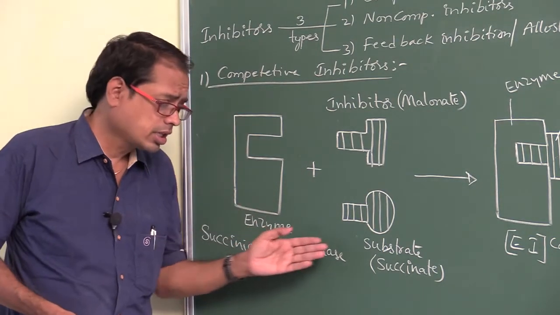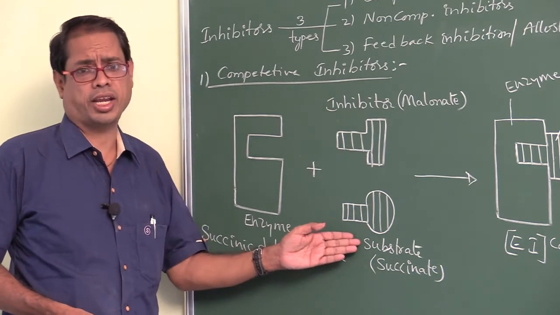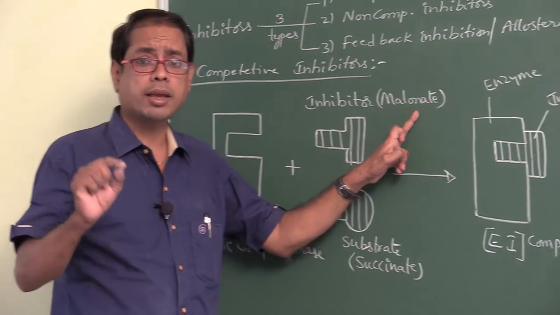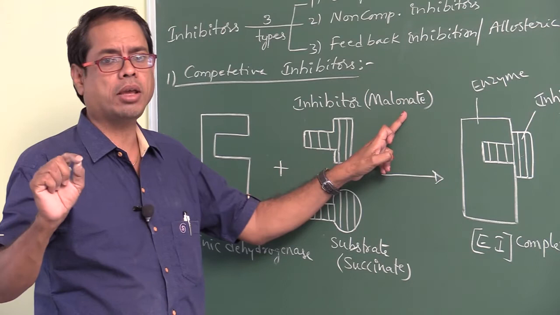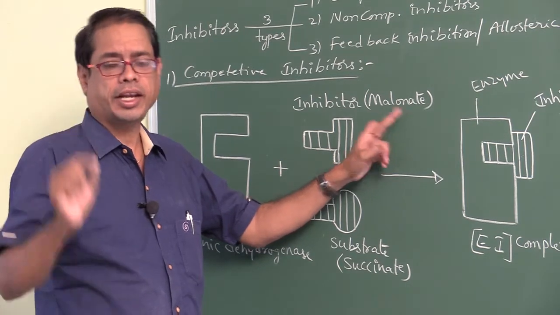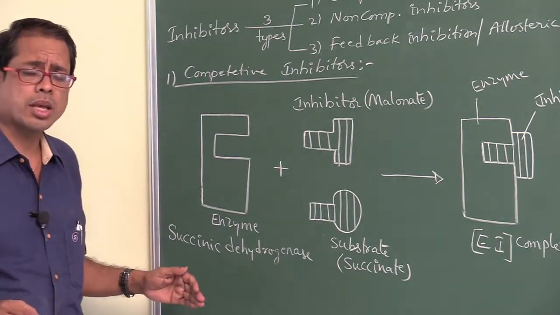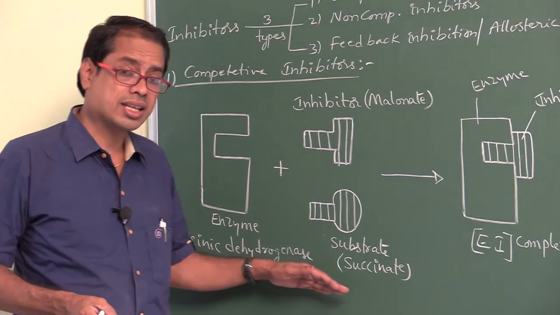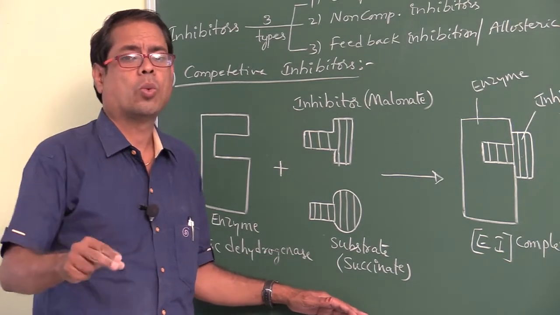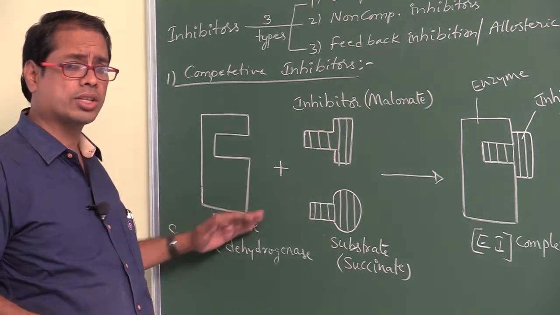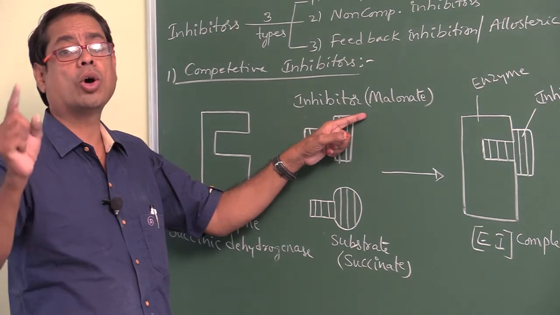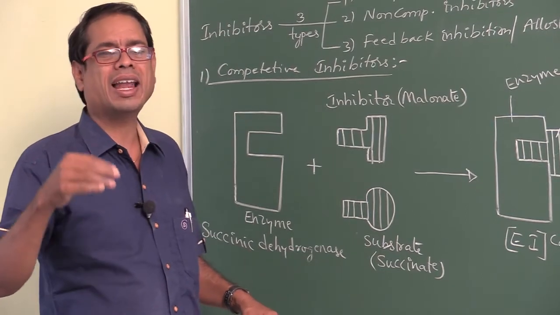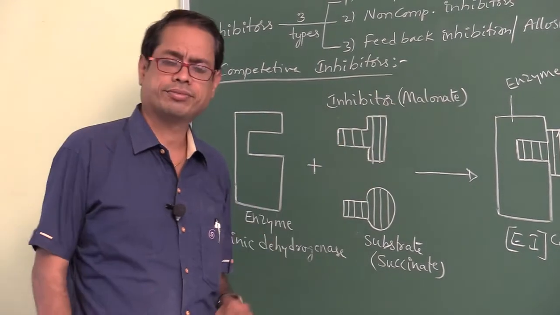Here succinate is the substrate. What is the inhibitor? Malonate. Don't say malic acid, don't say malate. It is malonate. What is the substrate for succinic dehydrogenase? Succinic acid or succinate. What is the inhibitor for succinic dehydrogenase? Malonate or malonic acid. Malate is different from malonate.